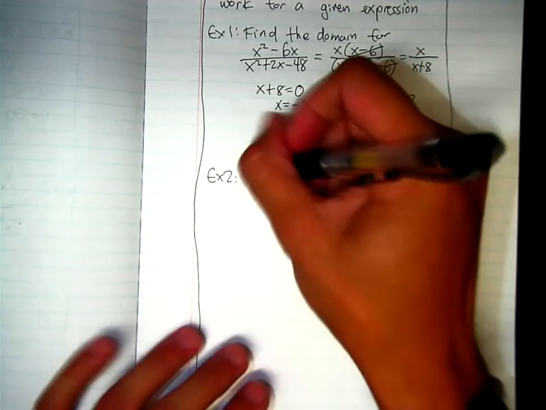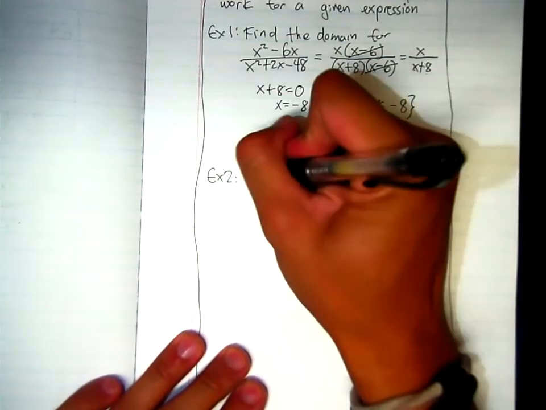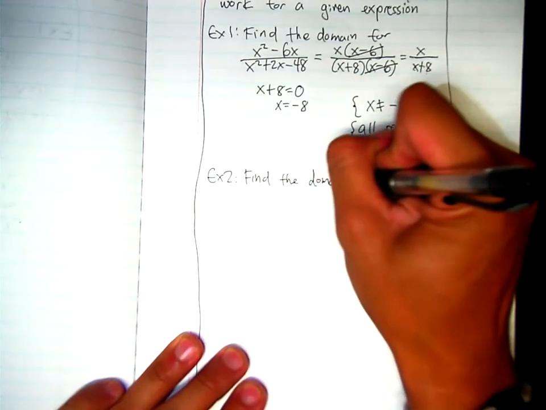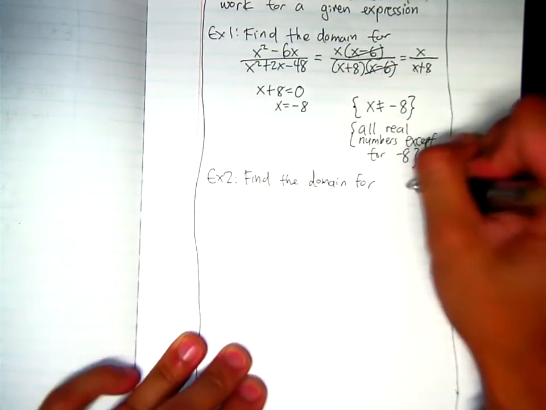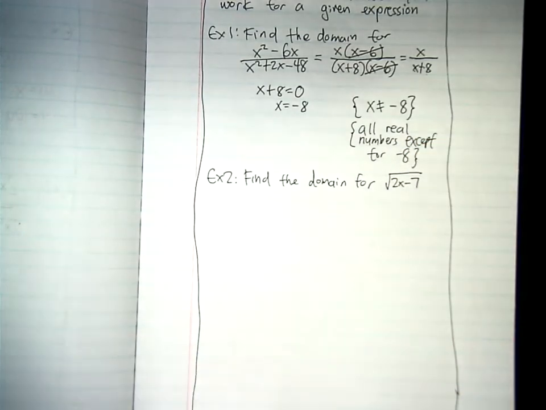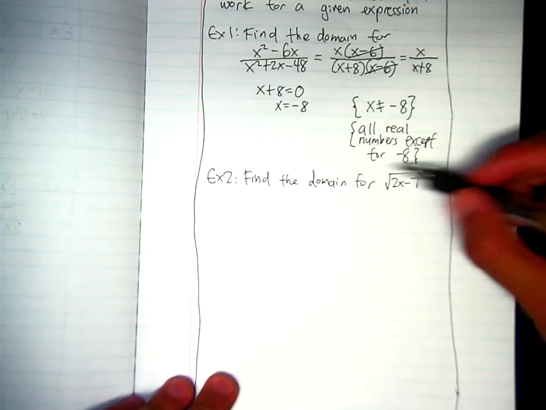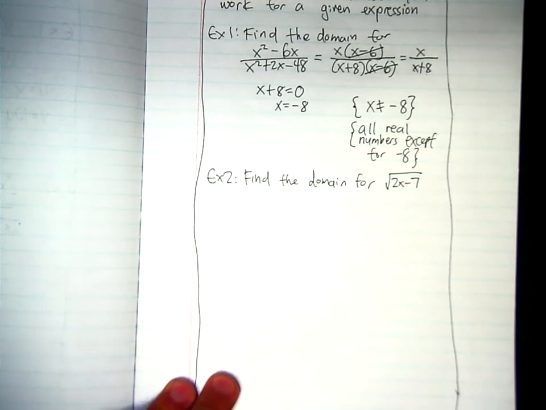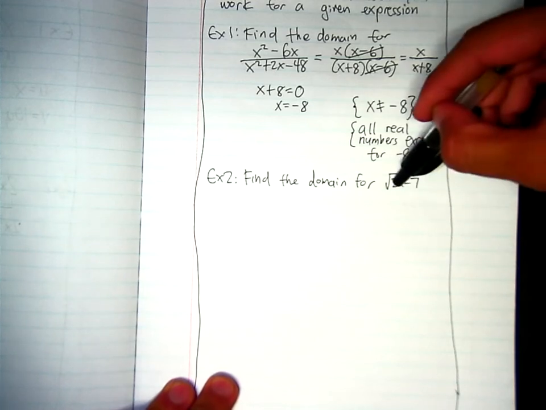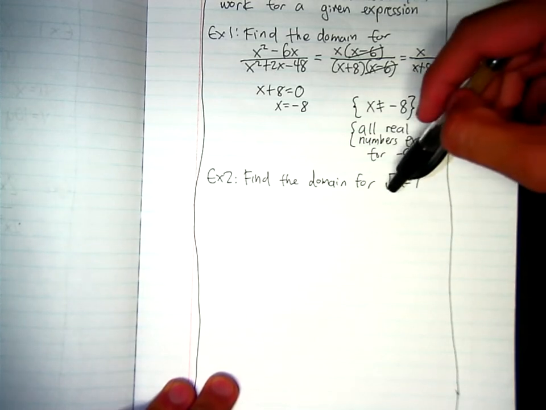Okay, so example 2, same thing. Find the domain for the radical of 2x minus 7. Now this is a little different because I'm looking at a radical, there's no fraction. But if I look at this radical, I know that I cannot take a radical of a negative number, at least not yet. So I want to find the values of x that will make this negative, and that will be what the domain is not.